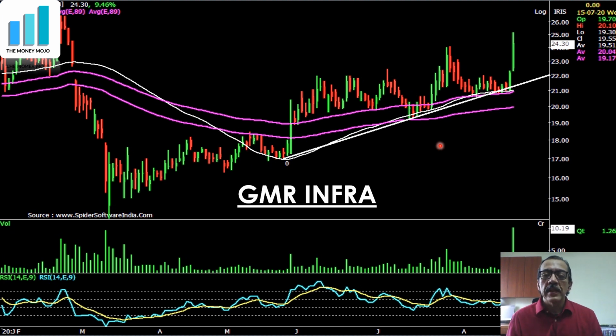Anybody who has seen my daily program, or my earlier educational program on moving averages, which is a very good thing to see if you are interested in learning about moving averages, would know these are the two moving averages that I always look at: the 89-day high-low band and the 50-day moving average. And this is the trend line that I have now drawn.